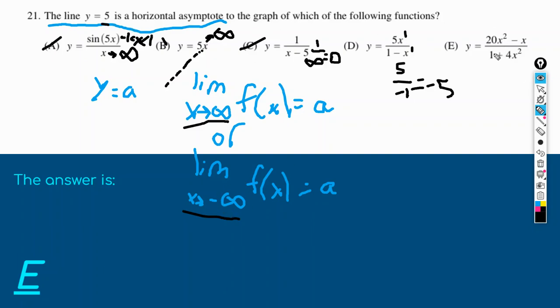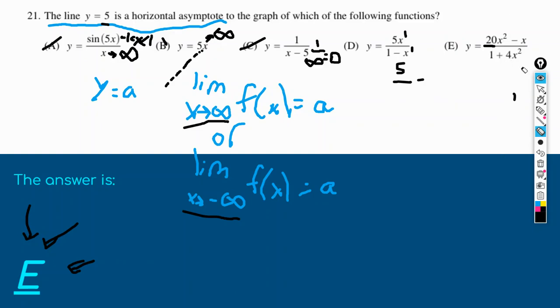So let's try here. Again, we have the same highest degree term like we did over here. X squared and x squared are going to grow at the same rate. So the limit is going to be the ratio of the coefficients, 20 over 4, which is 5. Which means our correct answer, as shown here, is E.